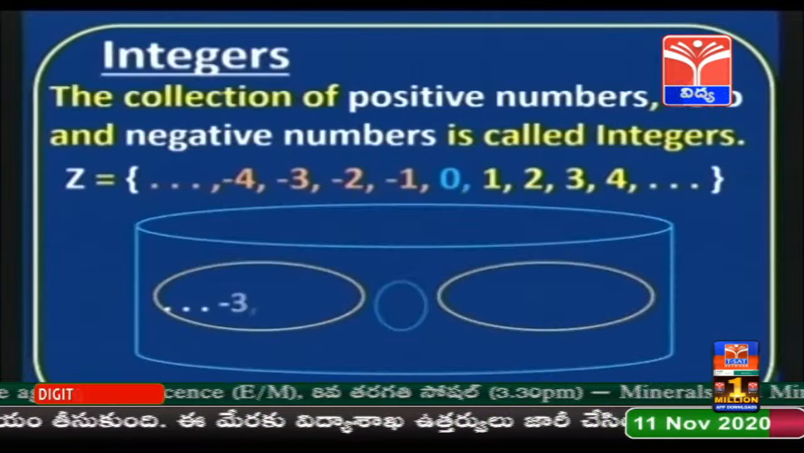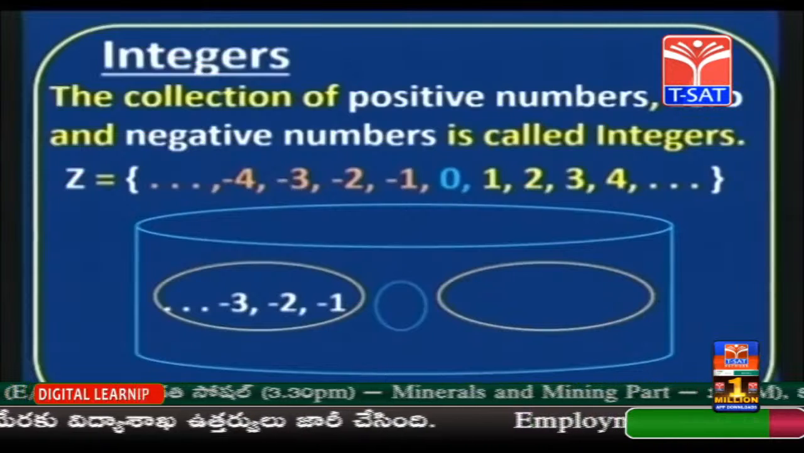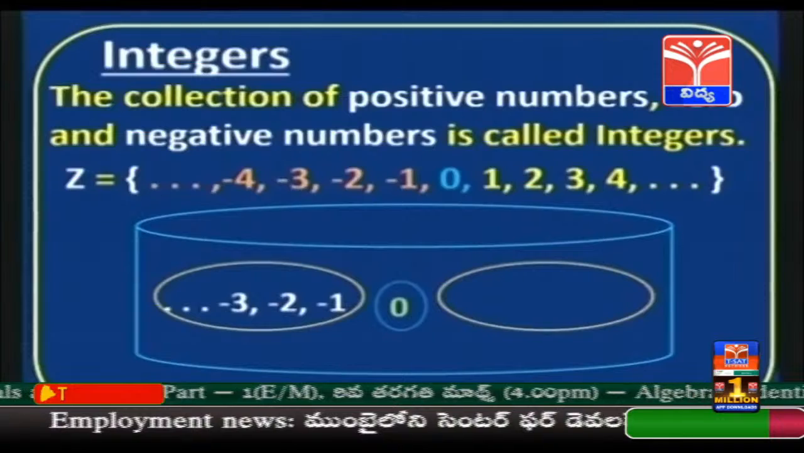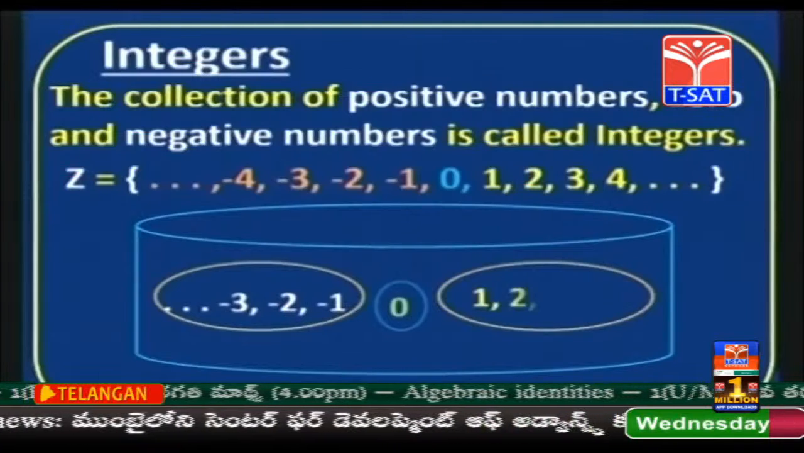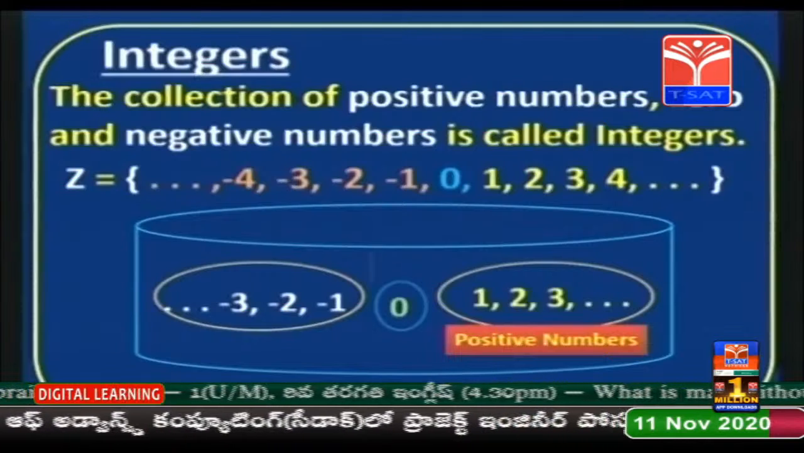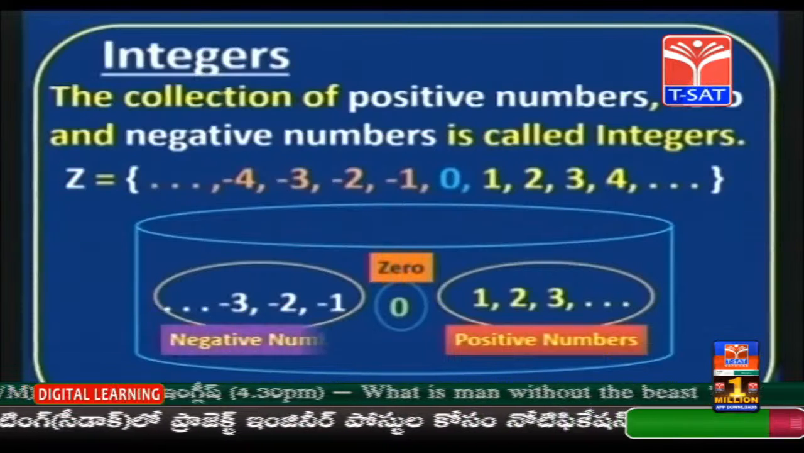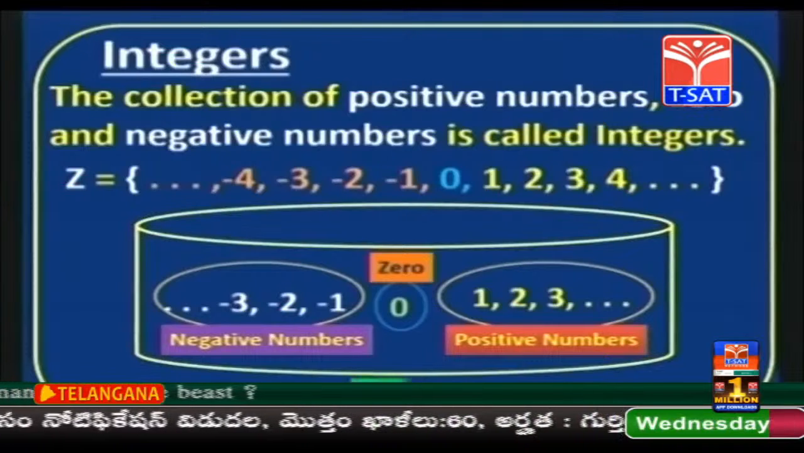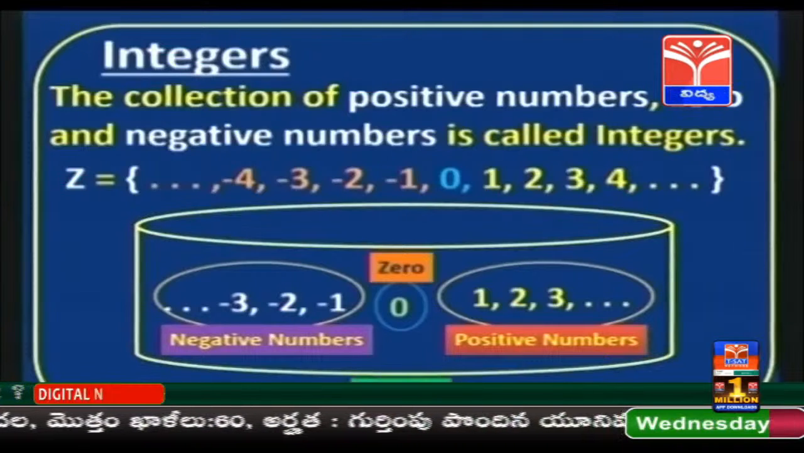Children, you can observe the screen here. I am taking a container in the 3 ovals. In the first I am taking negative numbers, in the second 0, in the third positive numbers. Okay, these are positive numbers, this is 0, these are negative numbers. So, the container can be called as integer set.